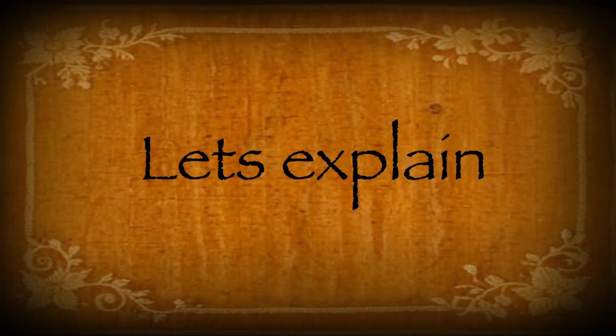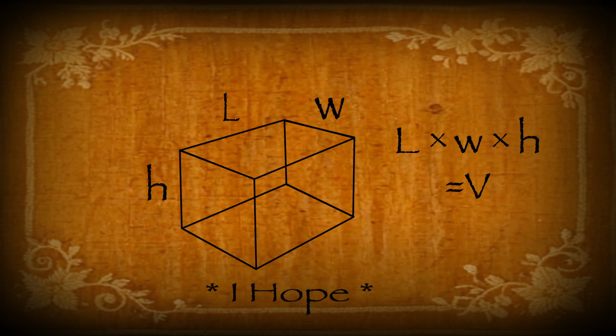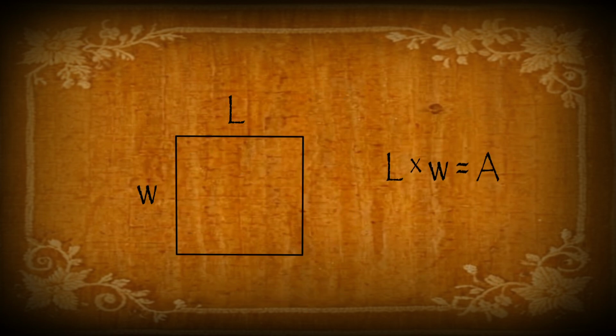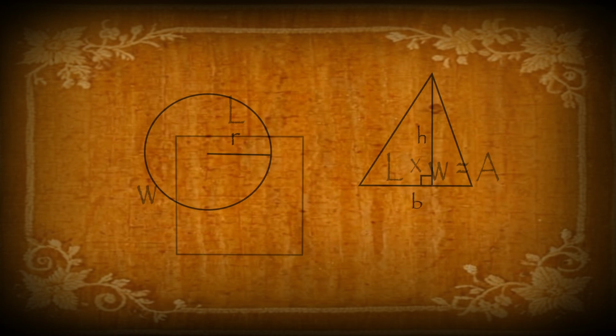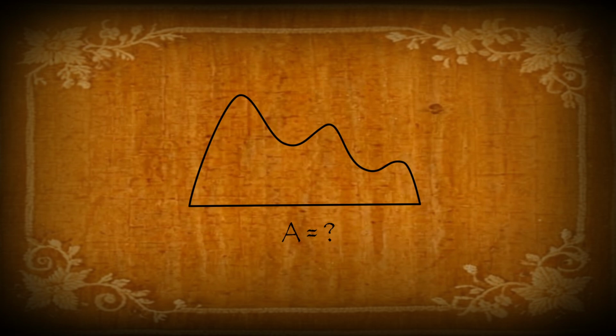Okay, so let's explain what we are dealing with. To measure the volume of a rectangular box, we can just multiply length, width, and height. No problem. All of us know this already. And a rectangular area is even simpler. We can also do a few other shapes like circles and triangles. However, when it comes to something a little more complicated, we must get creative.